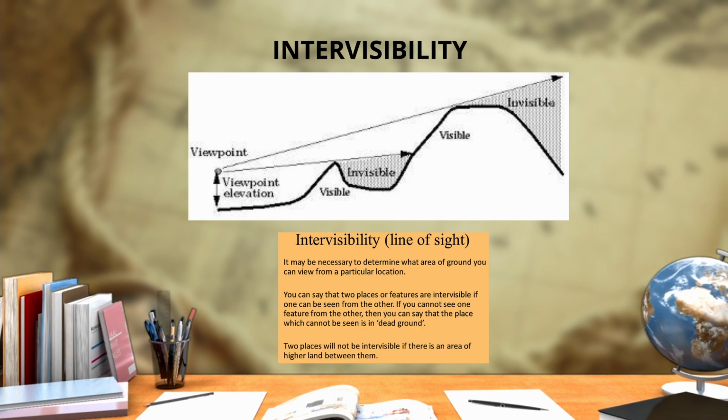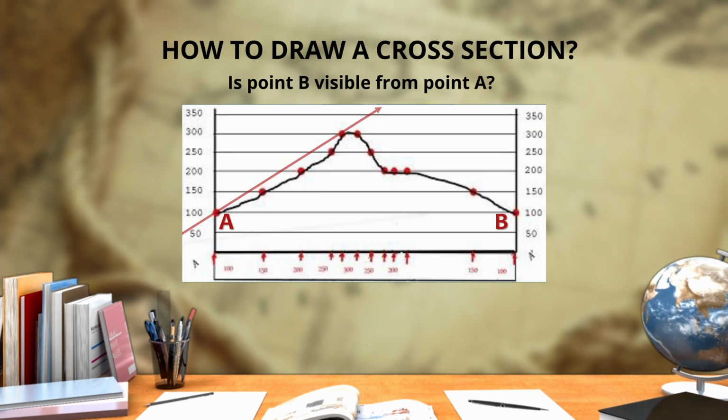Now, is point B visible from point A? The answer is obviously no, because there is a higher ground between the two areas.